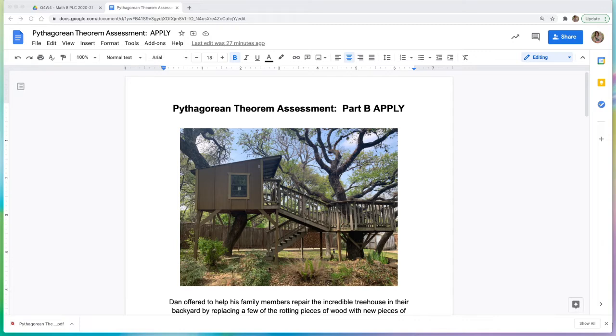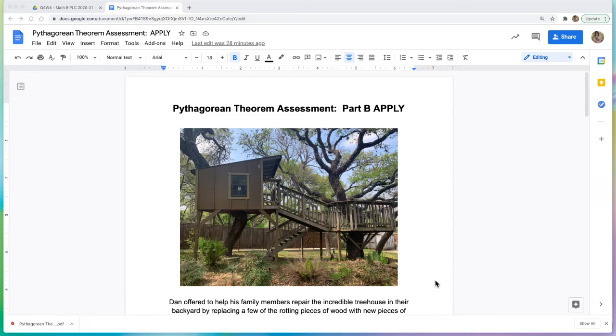The second document is actually the workspace or the worksheet that you can print if you have access to a printer. If you don't have access to a printer, you are more than welcome and encouraged to show your work and write your paragraph just on a sheet of notebook paper or a white sheet of printer paper. So let's get started and read this problem together.